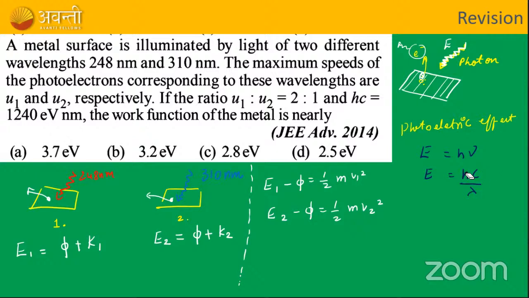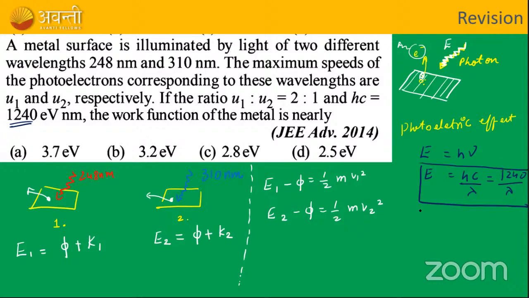hc by lambda, and hc is given already in the question. hc is 1240, so it can be written as 1240 by lambda. This is one general formula, students, a shortcut, so try to remember this.